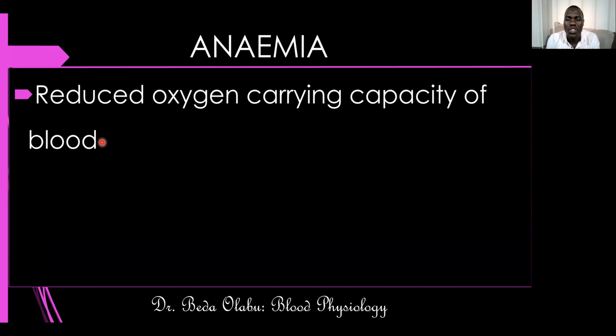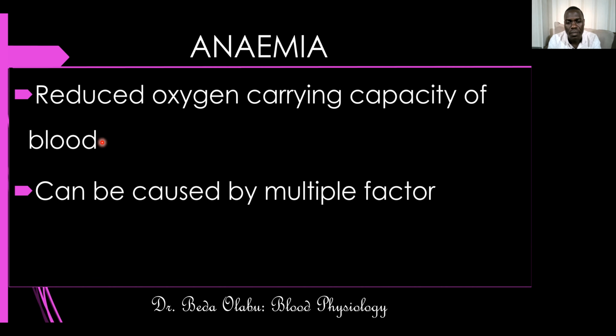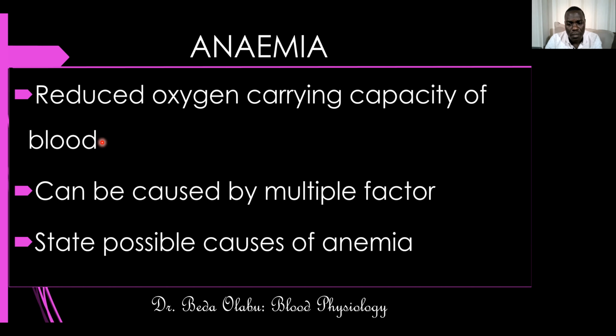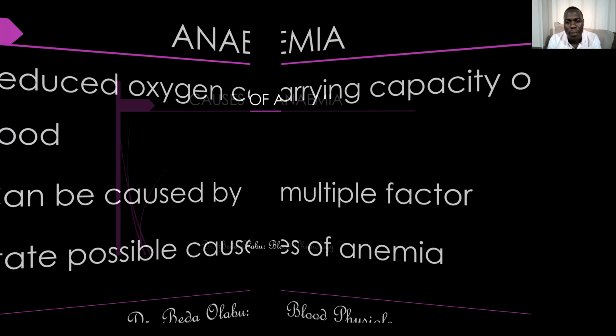Now, sometimes the definition of anemia must also be based on the gender, the age, and even geographical location of a person, or even the race sometimes. But let's not go into those nitty-gritty details. Anemia is a reduced oxygen carrying capacity of blood. There are many causes of anemia. Let's look at some of the causes of anemia. We can classify the causes of anemia as follows.